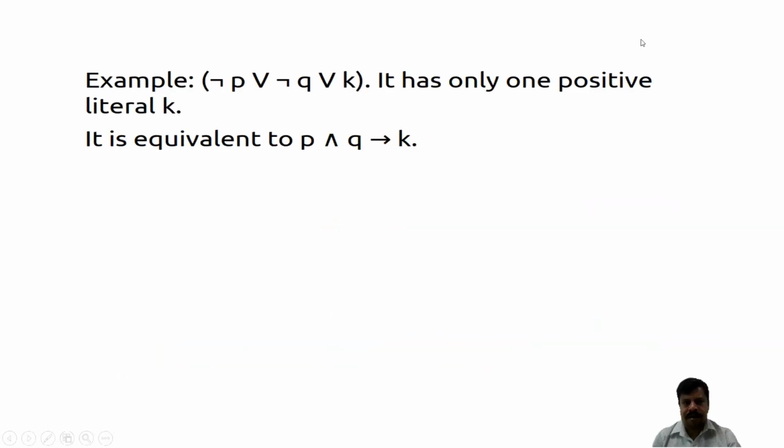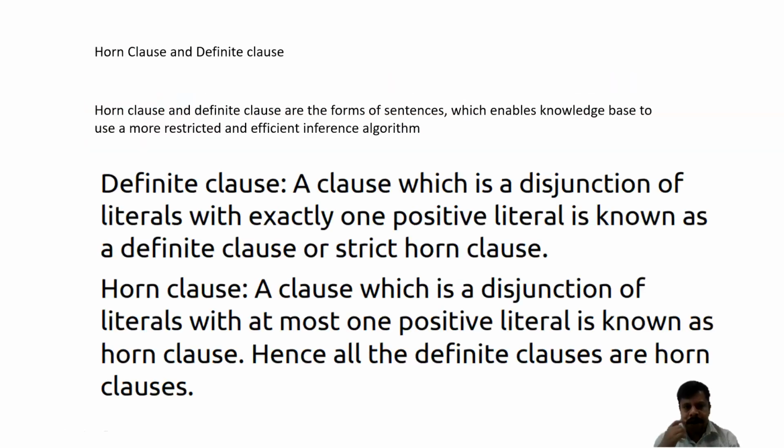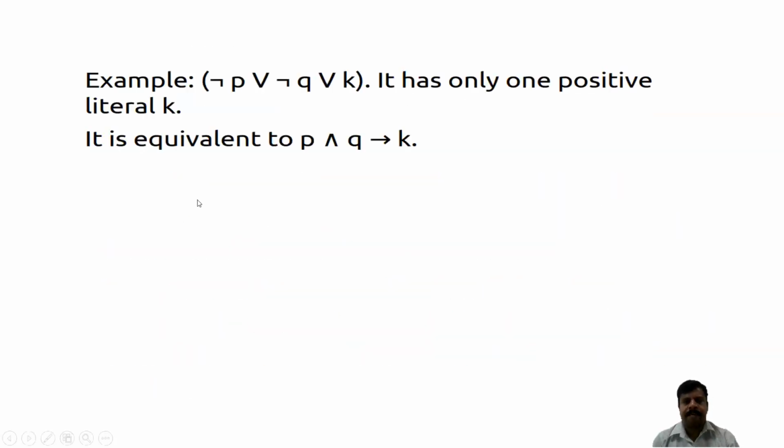Next, consider this example: negation of P, disjunction, negation of Q, disjunction K. In this, the literal K is a positive literal, because it is not in the negative form. So it has exactly one positive literal. That's why it will be categorized as a definite clause. This expression is logically equivalent to P and Q implies K.